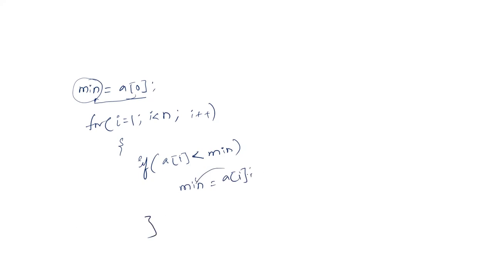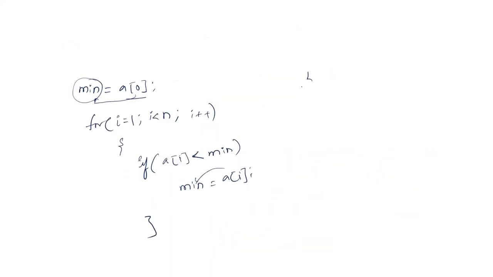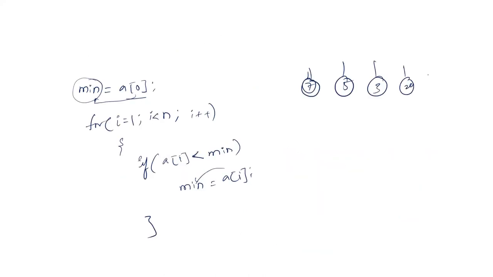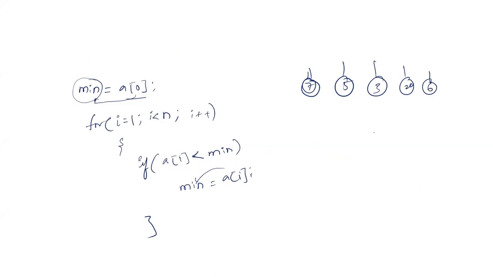That's it. Finding a minimum is that. So here it is the same logic. What is the logic? For example, here 7 apple is first, then 5. Remember, don't think of it as big or small. The sizes being mentioned are 3 and 20 and 6. So now I'm taking this minimum as my basket.